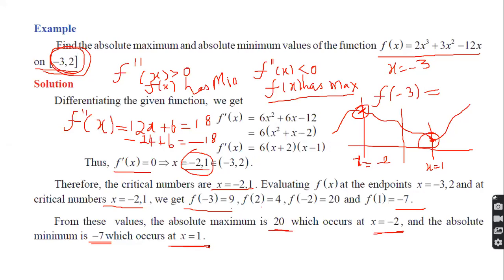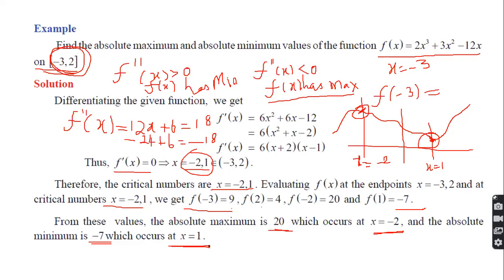So what are the rules for maxima and minima? No need to write, just listen. If f dash of x equal to 0 and f double dash of x is less than 0, then f of x has a maximum value. If f dash of x equal to 0 and f double dash of x is greater than 0, then f of x has a minimum value. Please keep it in mind.